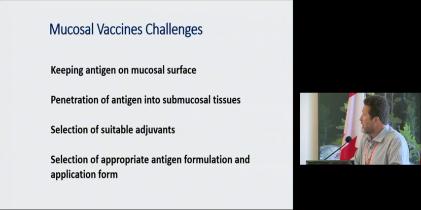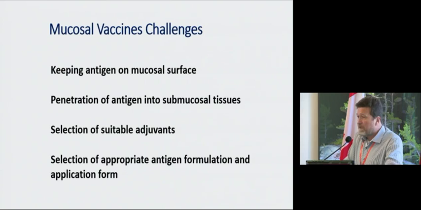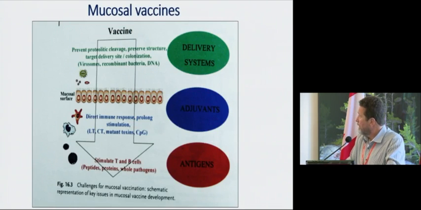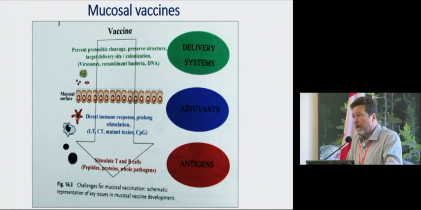So what challenges do we have to fight? It's necessary to keep antigen on the mucosal surface for a longer time. We have to ensure penetration of antigen or antigenic nanoparticles into submucosal tissue. We have to select suitable adjuvants to induce mucosal immunity, and to select appropriate antigen formulation to keep the native state of epitopes. So we have to develop a delivery system, we have to develop adjuvants, and we have to formulate or develop new antigenic structures.